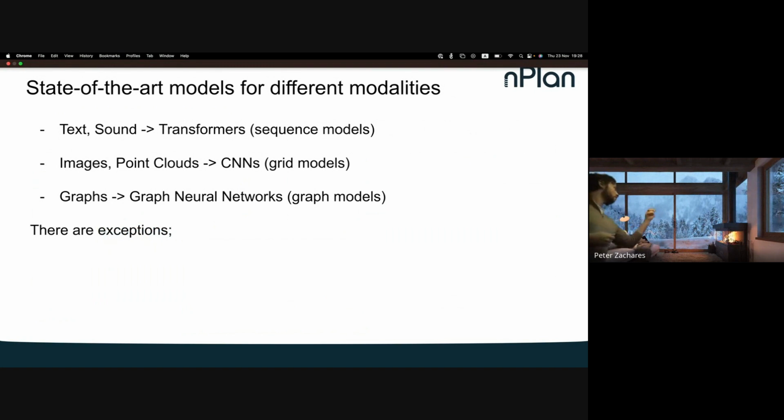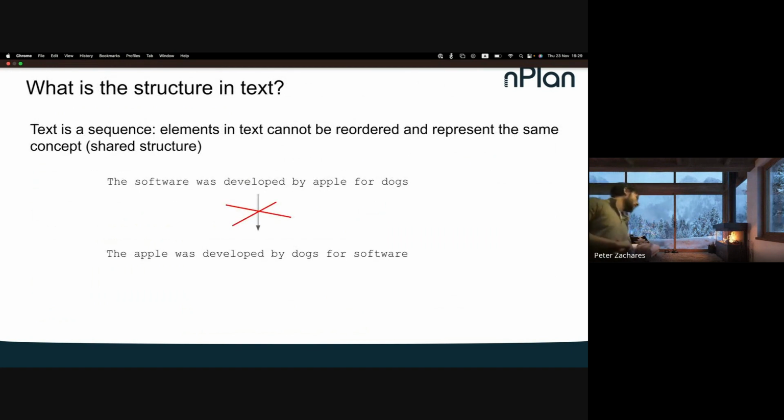State-of-the-art models for different modalities: for text and sound, it's transformers, which basically treat these types of data as sequences. For images and point clouds, it's CNNs. And for graphs, it's graph neural networks, which is something we use a lot at NPLAN. But there are exceptions to all of these if you look in the literature. These are the canonical, or main, models used. I wanted to look at the two modalities that we are working with in this paper, which are text and graph, and talk about those specifically.